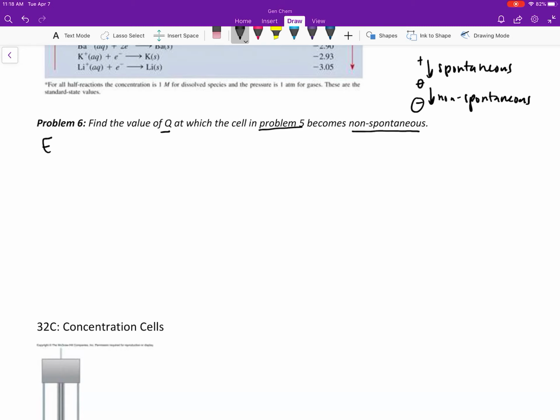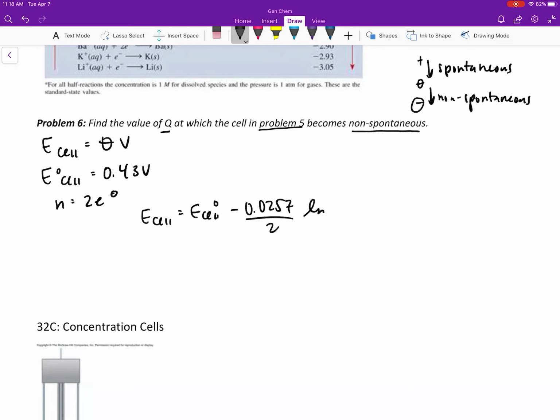We're going to do the same thing here. We're going to see when E cell equals 0 volts. At that point, it's going to become non-spontaneous. That's kind of like the tipping point. Once it passes 0, it's going to become non-spontaneous. Now, these values aren't going to change, and that's nice because they are constants. So now I'm going to plug in my values to my Nernst equation. And I'm looking for Q.